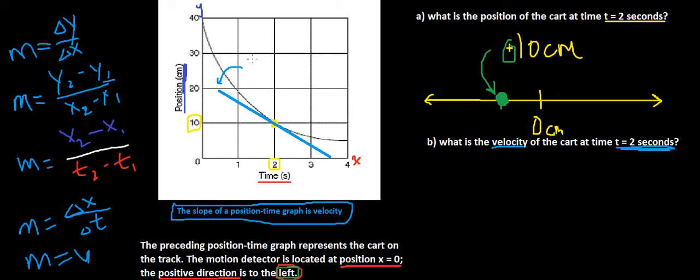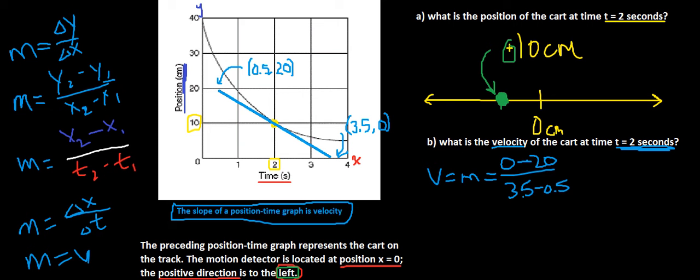So we notice that the coordinates of this endpoint right here are 0.5 and 20, and the coordinates of this endpoint right here are 3.5 and 0. So to find the velocity, I'm simply just going to find the slope of the line, and of course the slope of the line is the change in your y-coordinates divided by the change in your x-coordinates.